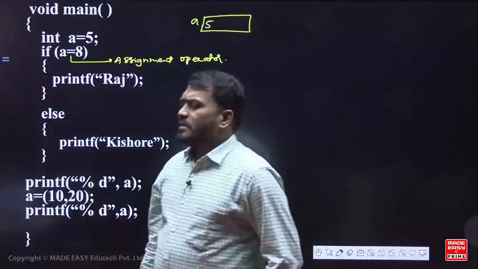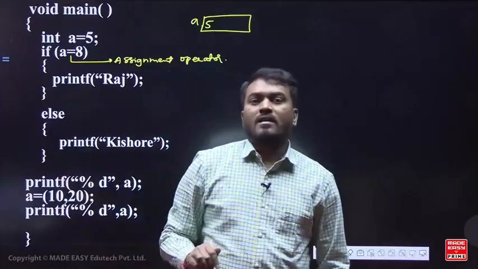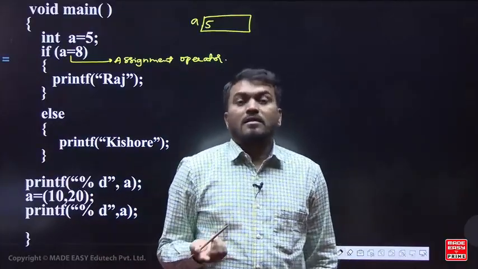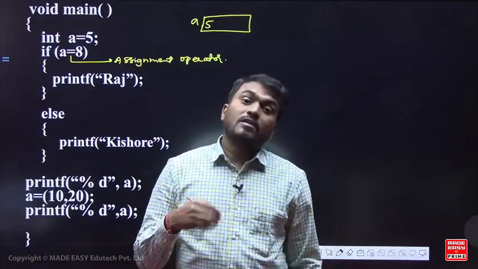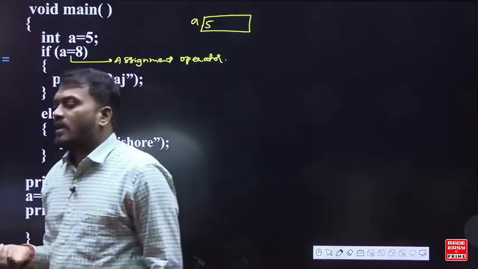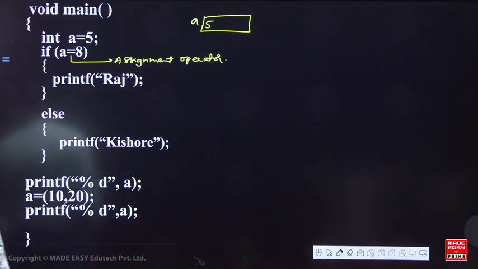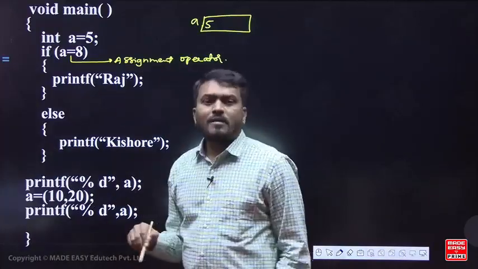Now remember, many students say that single equal to is not allowed in the if condition. Who told you that? Where did you study that? Did you execute that program? Where did you read that single equal to is not allowed? Who taught you? Which book did you read? So many students are giving wrong answers. Remember, single equal to is also allowed.